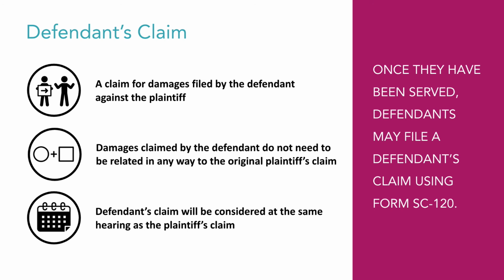The defendant's claim must be served on the plaintiff at least 5 days before the hearing date. However, if the plaintiff's claim was served on the defendant 10 days or less prior to the hearing date, then the defendant's claim may be served as little as 1 day before the hearing date. If the defendant is unable to have the defendant's claim served, then the defendant should notify the judge on the day of the hearing. The judge may then decide to either hear, postpone, or dismiss the defendant's claim.